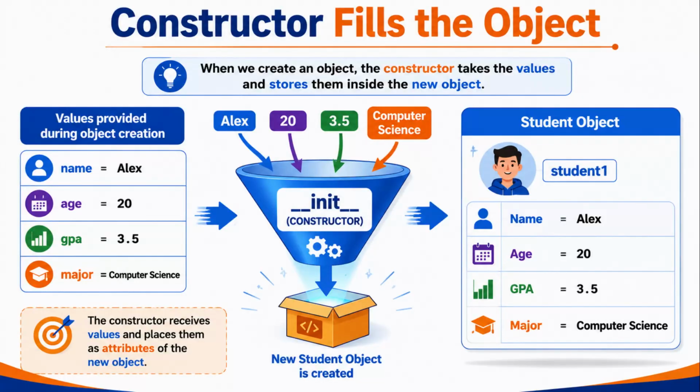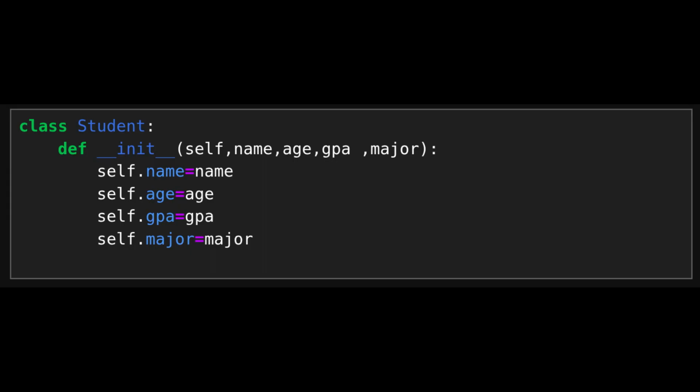At this stage, our blueprint is saying, whenever a student object is created, the creator must provide a name, age, GPA, and major. Now we need to store those values inside the object. We do that as follows. Python: class Student: def __init__(self, name, age, GPA, major): self.name = name, self.age = age, self.GPA = GPA, self.major = major.